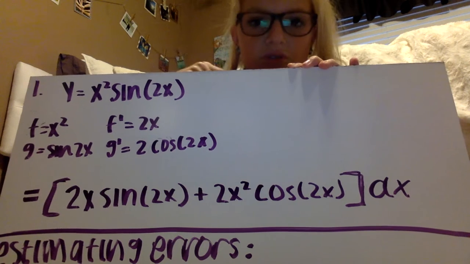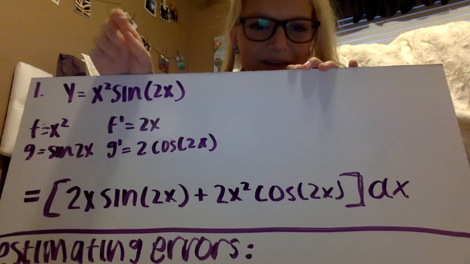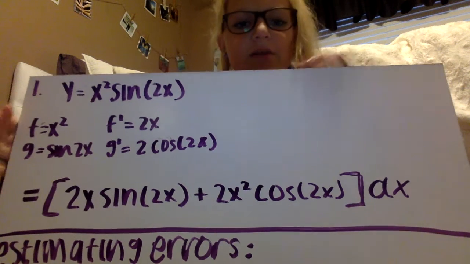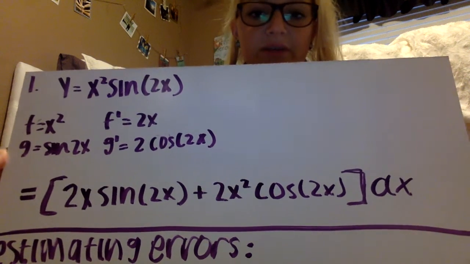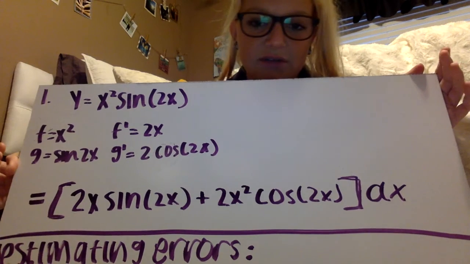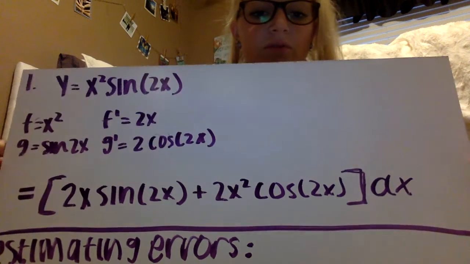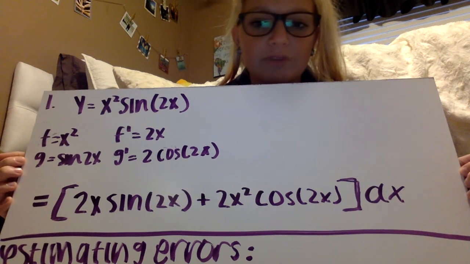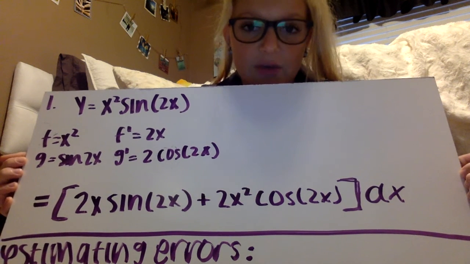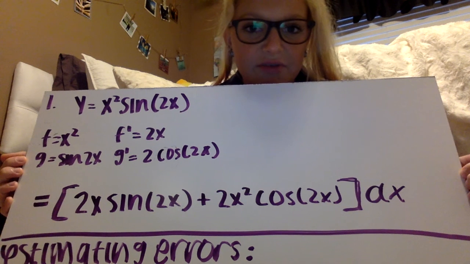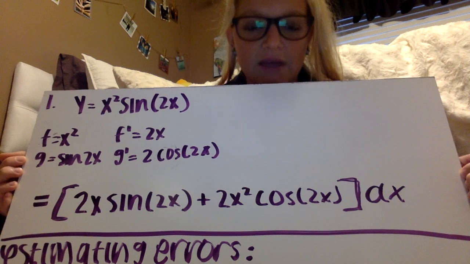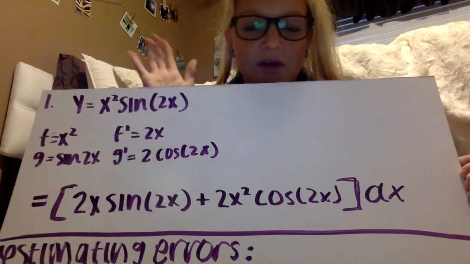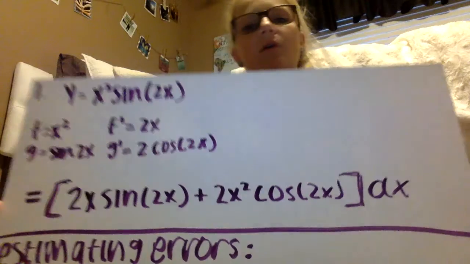So then cross multiplying those and adding them up together, you're going to get 2x times the sine of 2x plus 2x squared cosine of 2x. And I put the whole thing in brackets just to make it noticeable that you're multiplying that dx times the entire expression. It's not just the last term or anything, so it's really important that you include brackets or parentheses around your entire derivative answer, or else you could get points off for that.